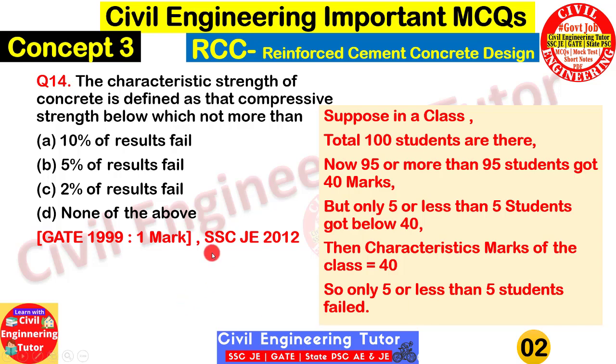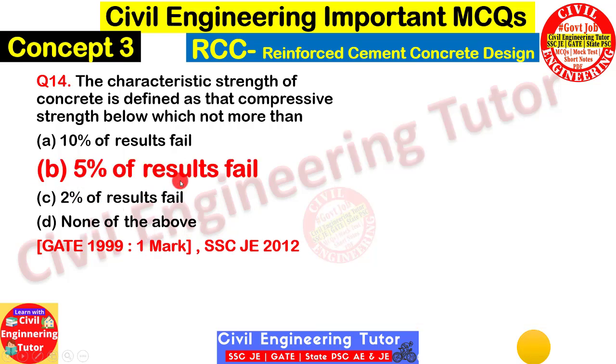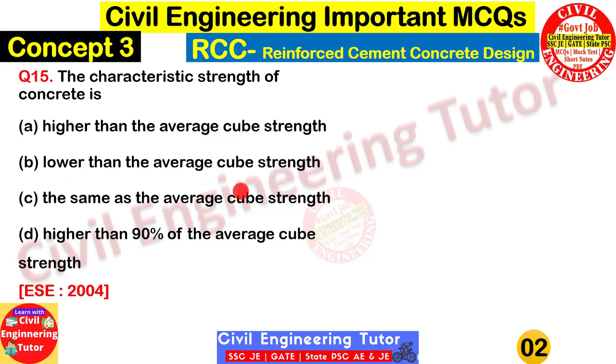So this question was asked in GATE 1999 as well as SSC 2012. So the correct answer will be obviously B. 5% of test results will fail. Now moving to our next question, the characteristic strength of concrete. So this question is basically a conceptual type of question.